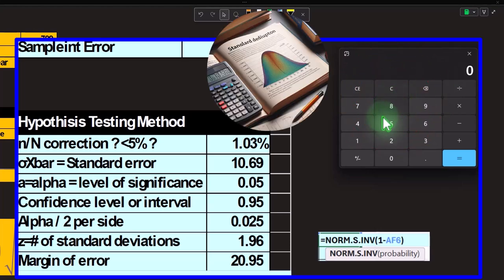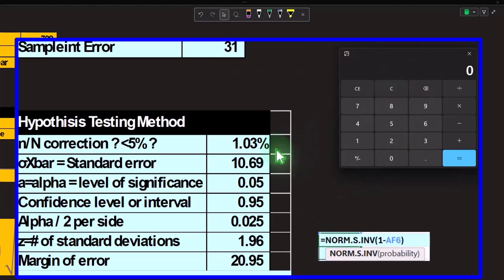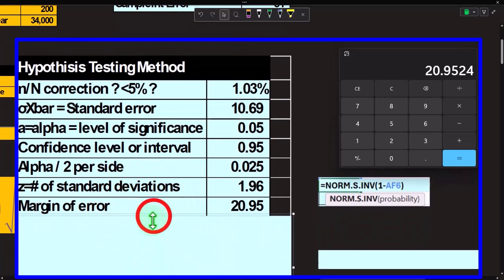1.96. So now we're going to say, all right, so we're going to take then the standard error, the measure of spread for one standard deviation, 10.69 times the 1.96, and that's going to give us our margin of error, meaning the spread on each side of the middle point of 12.95.